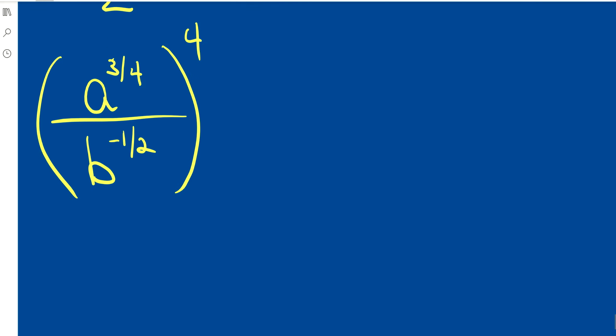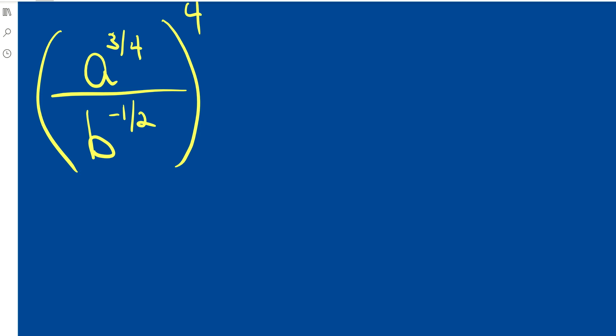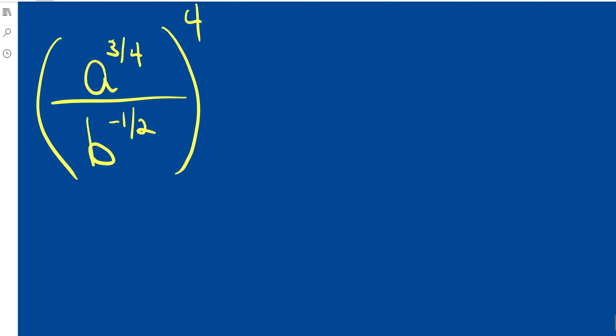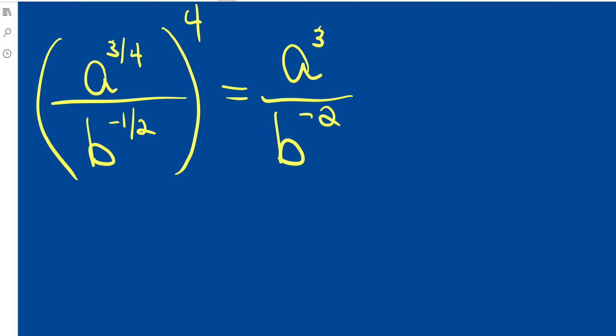Okay, here's D. And again, we're going to distribute the 4 to the exponents on the inside of the parentheses. So this is going to end up being a to the 4 times 3 is 12. 12 divided by 4 is 3. A to the third over b to the -2.